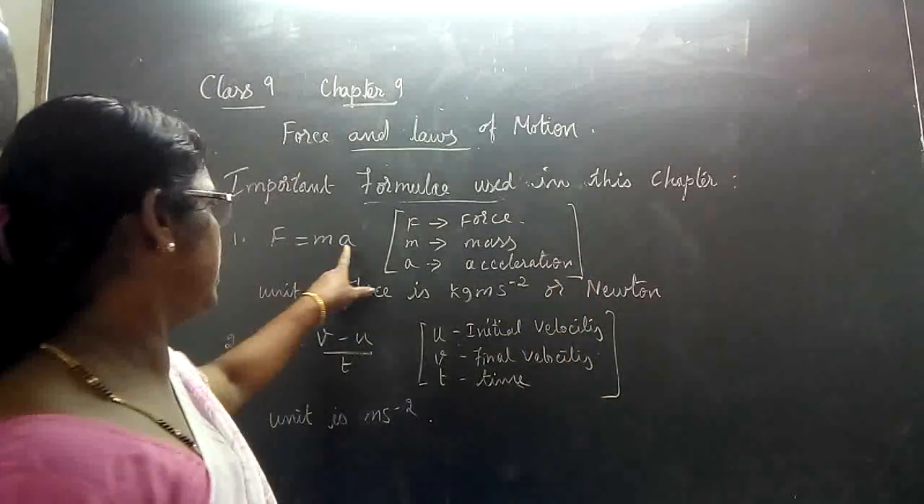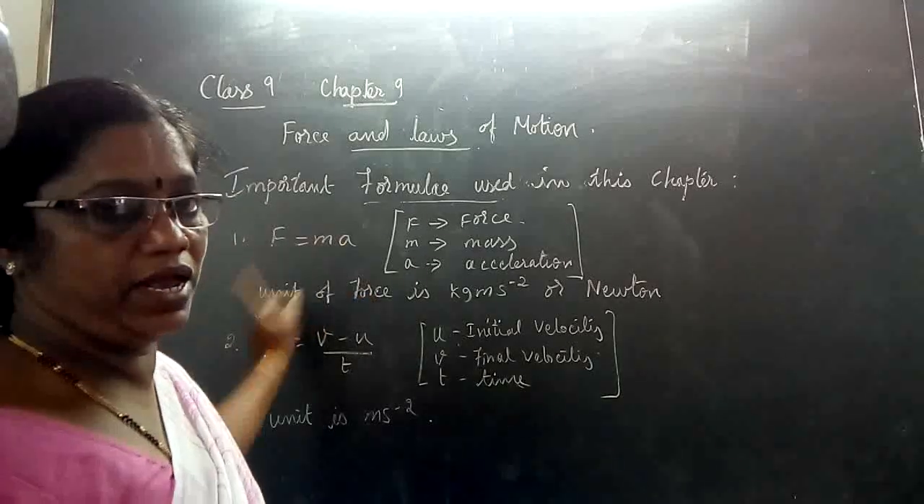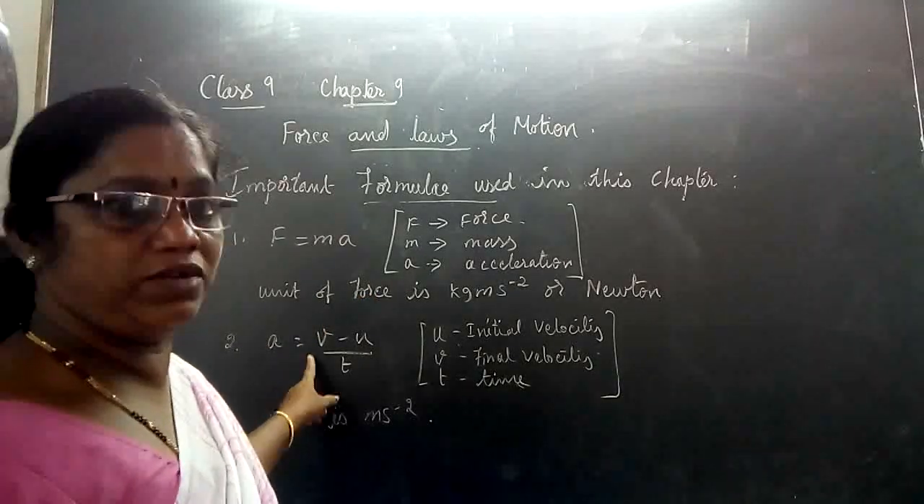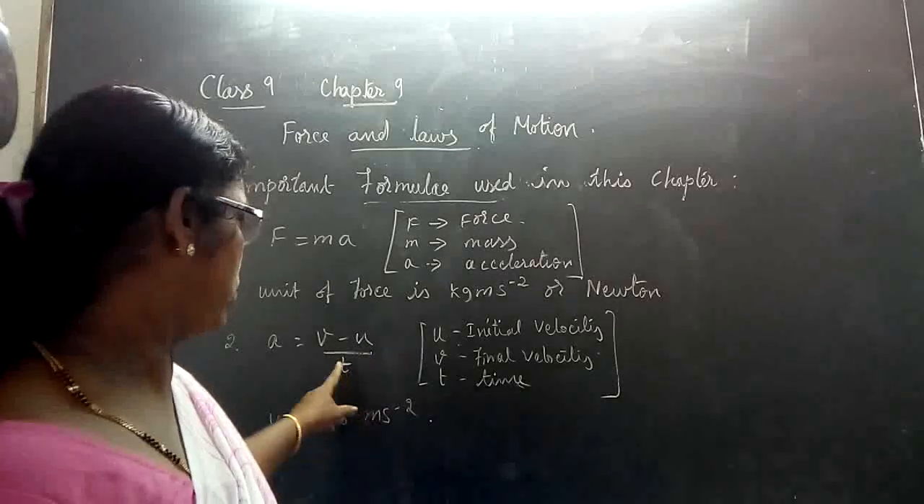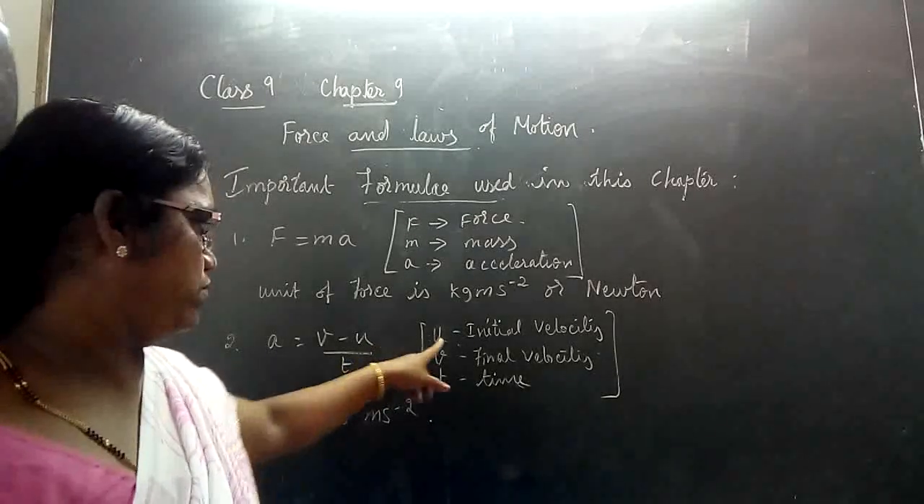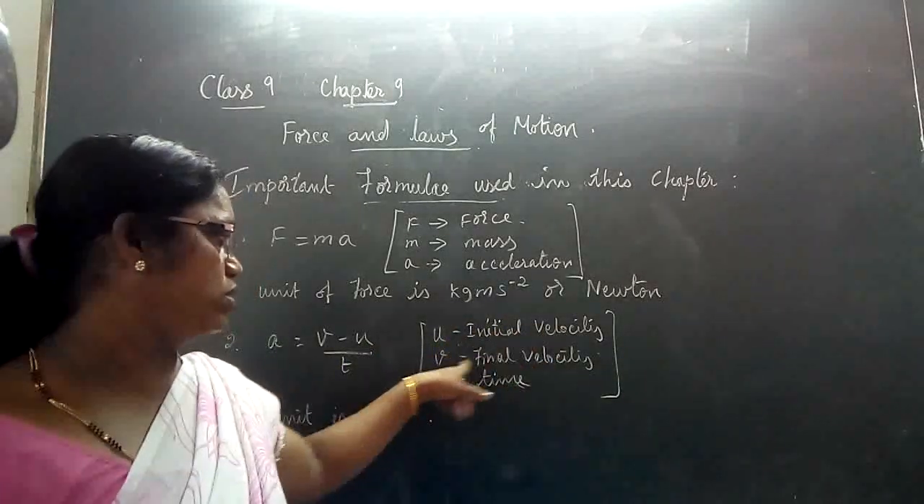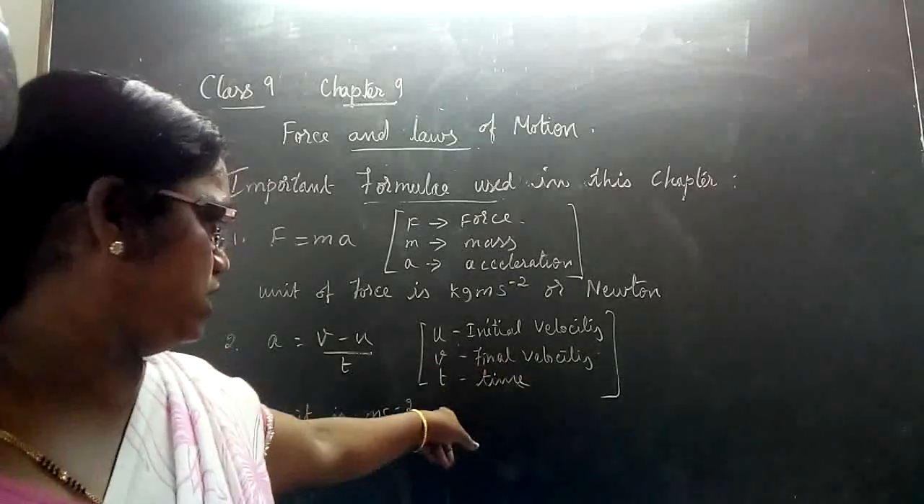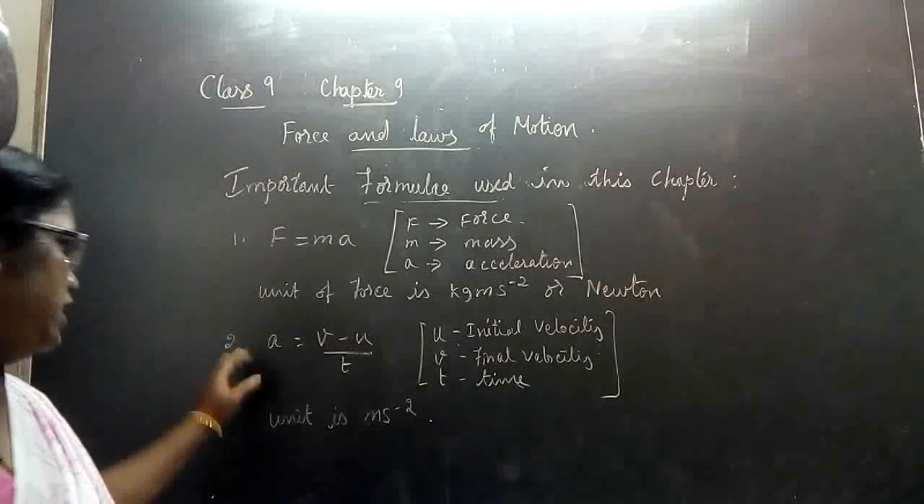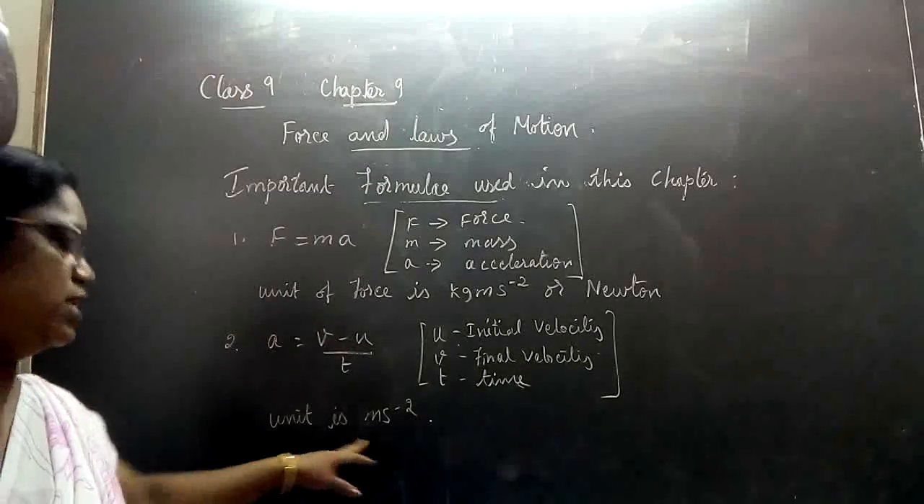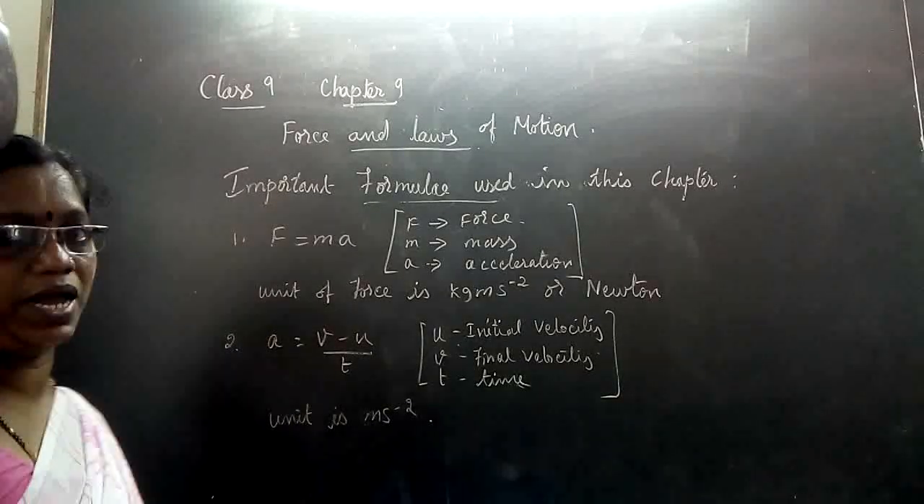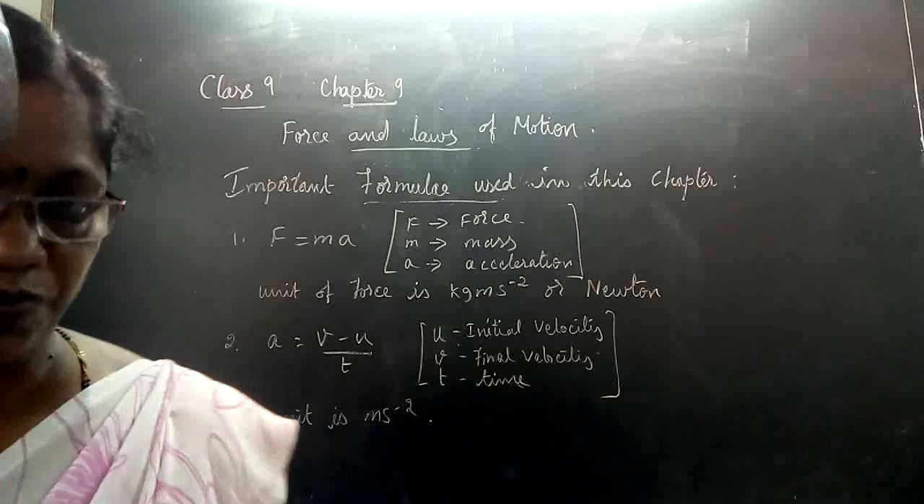And here we are using, instead of a, a is equal to final velocity minus initial velocity divided by t. So u is the initial velocity, v is the final velocity, and t is the time taken. And the unit of acceleration is meter per second square, m s power minus 2.